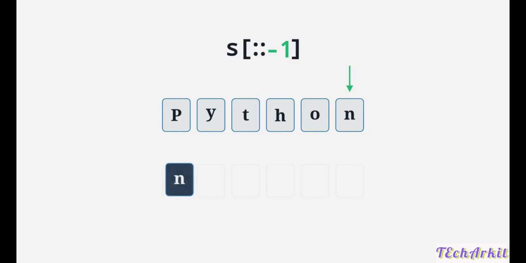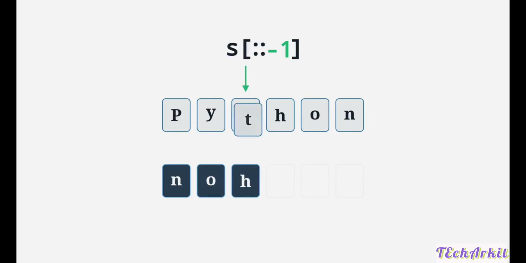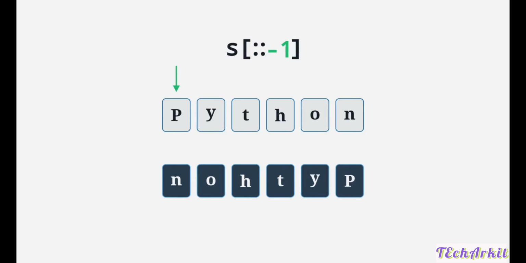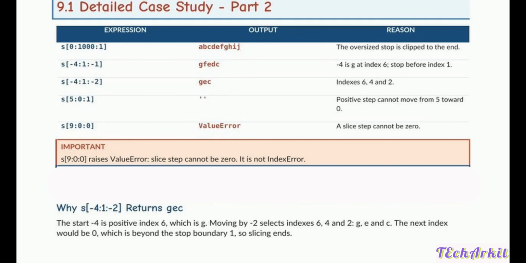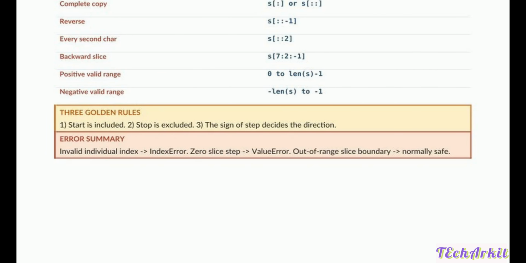This explains our opening reversal. When the start and stop boundaries are omitted and the step is negative, Python defaults to the end of the string and sweeps backward to the very beginning. There is one fatal error to avoid. As shown in the red warning box, using a step of exactly 0 raises a value error because movement cannot occur. These are the 3 absolute rules of slicing.